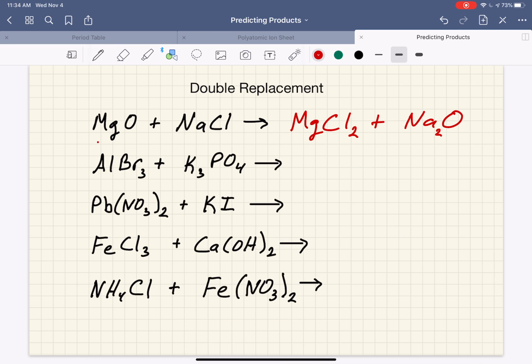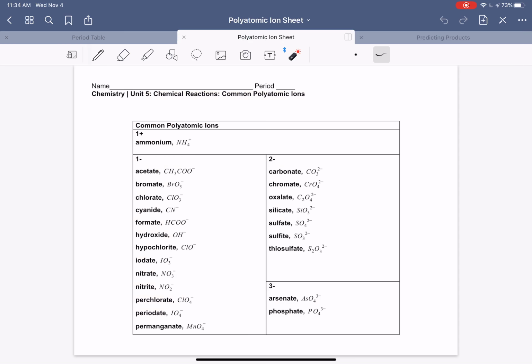Aluminum is going to be positive 3. Bromine is minus 1. Potassium is plus 1. Phosphate is minus 3. And phosphate is this entire thing right there. Remember that clue, if we have 3 different elements in a chemical compound, and we see oxygen there, that is our clue to identify it as a polyatomic ion. Here's phosphate, negative 3.